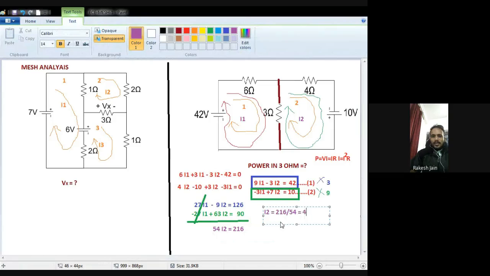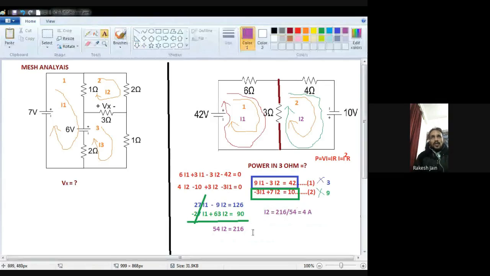4 ampere. Ampere is the unit of current. Now put this value of 4. So first, I2, the current value, you find out. Also find out the current value of I1. So just put this value of current in either the first or the second equation.